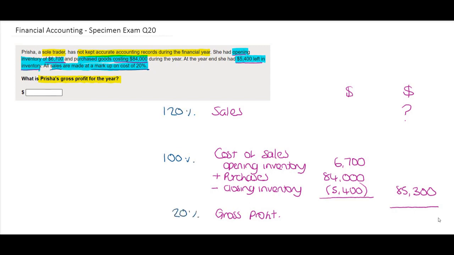If our cost of sales figure is 100%, we can now work out what our gross profit will be. If we take our cost of sales figure of $85,300 and multiply by 20%, this will give us our gross profit figure. This equals $17,060. We only need to find our gross profit figure, and so the correct answer is $17,060.